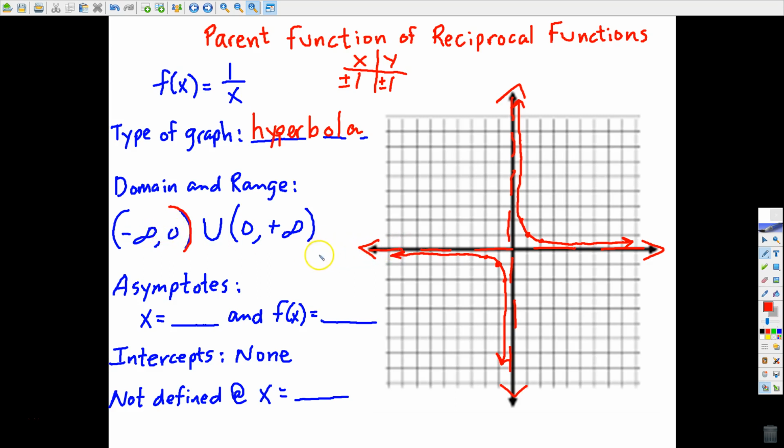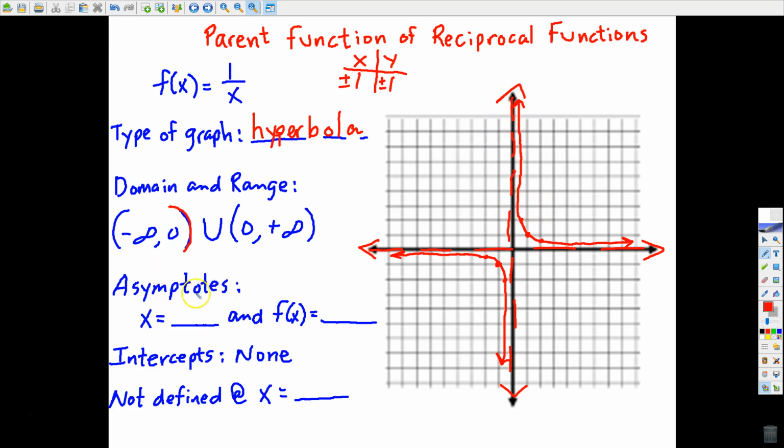So it's like saying all of this up to 0, and then you jump over 0 and you include all this, and that happens also for the range. You travel from negative infinity up to 0, can't count 0, it's not part of the range, we'll jump over 0, and then we'll pick up the rest going to positive infinity.